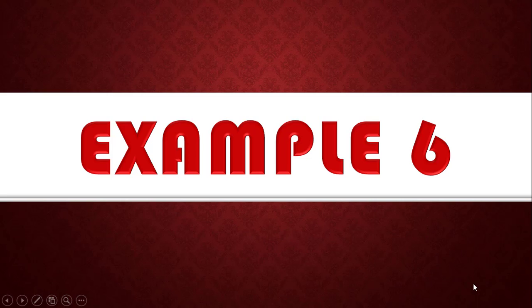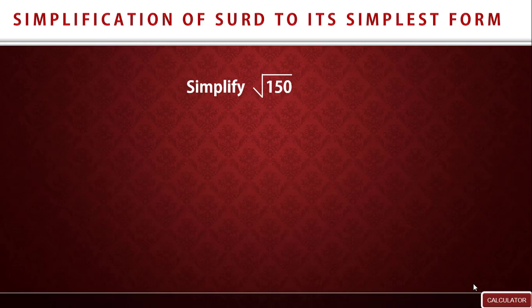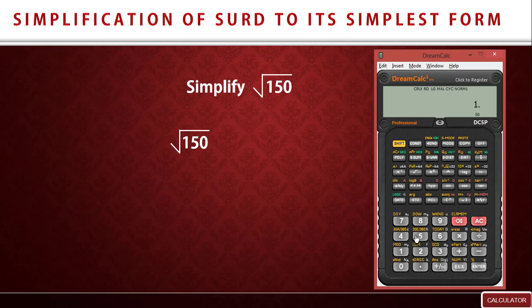Now let's look at example 6. Simplify the square root of 150. So square root of 150, to do that, let's use our calculator to see what can go in 150. So 150 divided by, what's the smallest number that can go? Divided by 2 gives us 75. Is 75 a perfect square? No, 75 is not. So that means we can use 2 and 75.